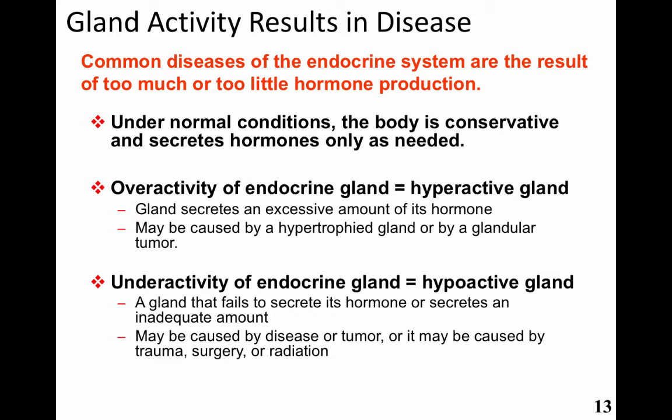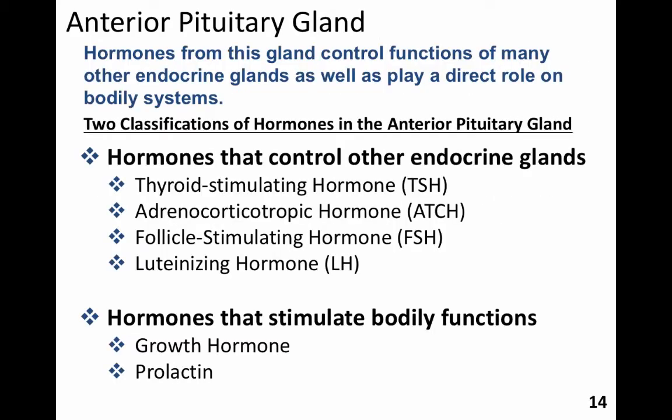So a lot of diseases that we see as a result of endocrine malfunctions are because the gland is producing too much or not enough. And that's the reason why this negative feedback loop is so important. The anterior pituitary gland is the first one that we're going to focus on here. The hormones from this gland control functions of many other endocrine glands, like I was saying earlier, as well as playing a direct role on body systems.